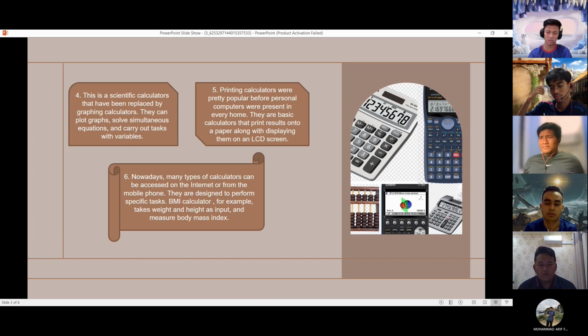Nowadays, many types of calculators can be accessed on the internet or from the mobile phone. They are designed to perform scientific tasks. BMI calculator, for example, take weight and height as an input and measure body mass index. That's all.